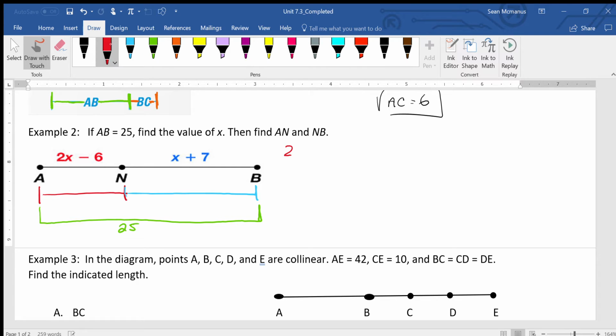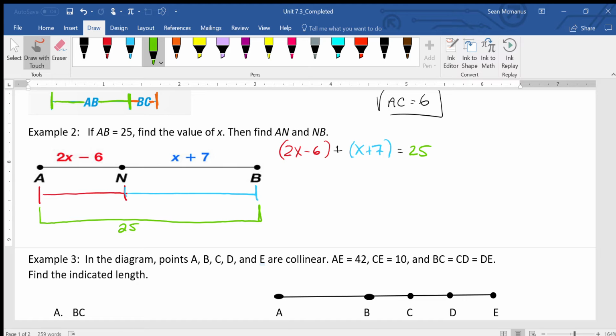So (2x plus 6). Again, I like to use parentheses because it helps me keep all of my signs straight. And this, I already messed one up. (2x minus 6) plus (x plus 7). If I add AN plus NB together, it'll be equal to 25. So there I have applied the segment addition postulate.